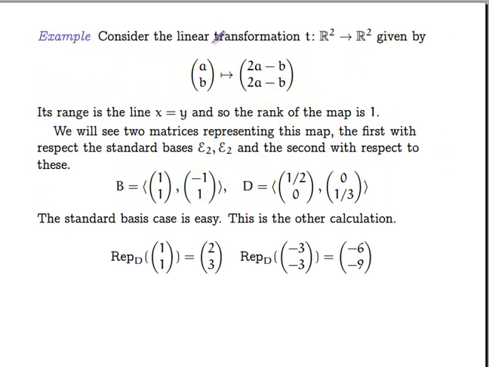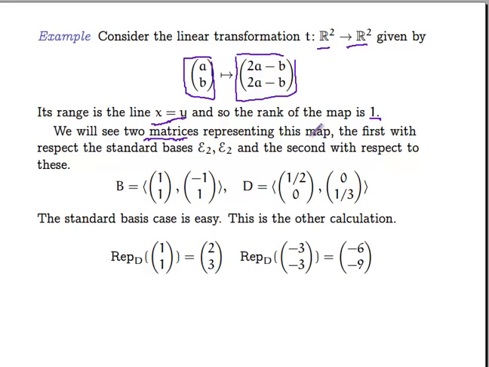All right, let's do an example. It's always good to make things specific with an example. Consider this mapping from R2 to R2 that takes this 2 by 1 vector to this 2 by 1 vector. Now you can see something here. These two components are always the same, so the map lies on the line x equals y. This is a one-dimensional vector space, so the rank of the map is 1 because that's the dimension of the range.